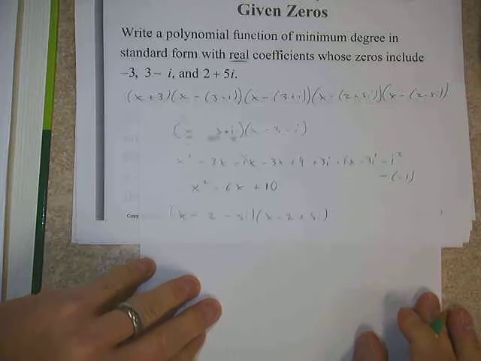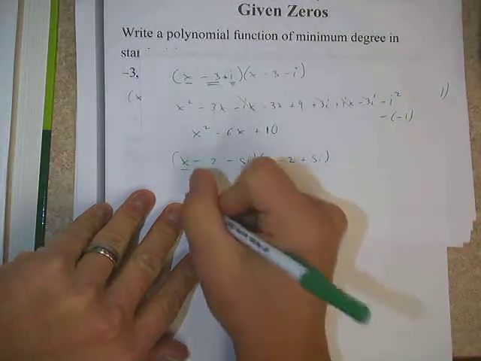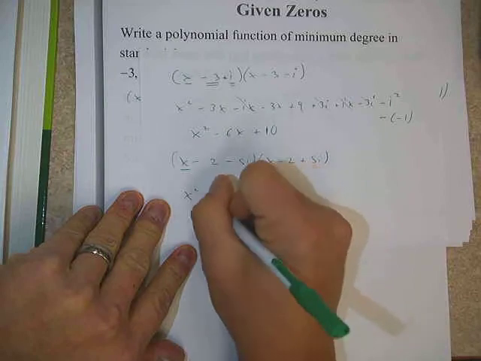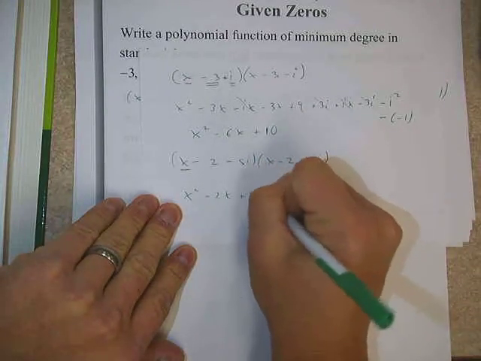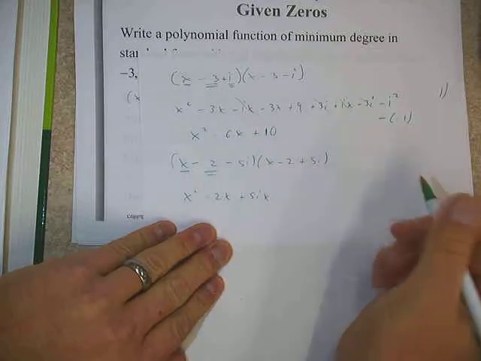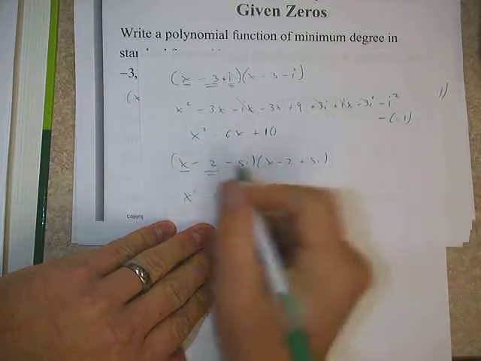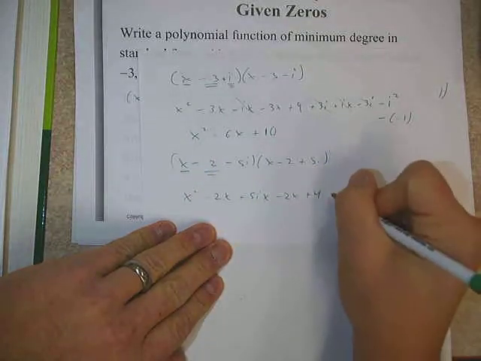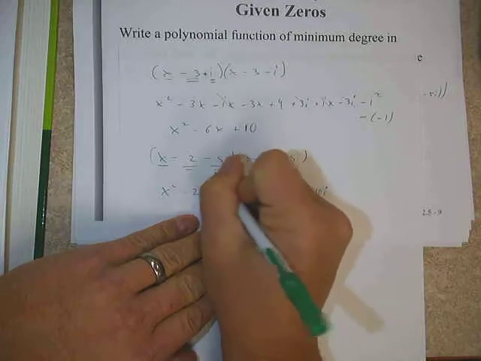Alright, and then if we do the same thing with the last two, I'm going to again rewrite those as x minus 2 minus 5i, and then x minus 2 plus 5i. So I'm going to distribute the negative, make them trinomials. And then from there, I'm going to go ahead and multiply those out, same way as I did the last one, and see what we get. So we're going to do x times x, x times negative 2, x times 5i.